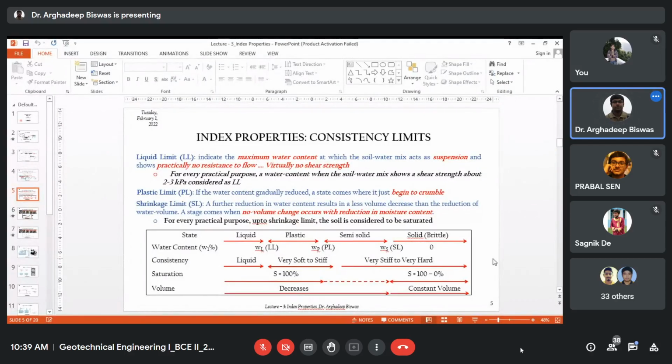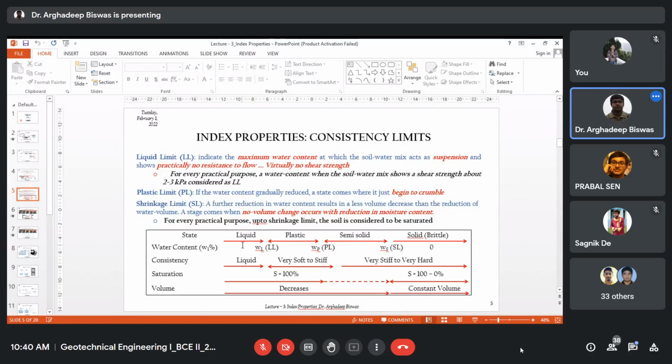Fine. For every practical purpose, up to the shrinkage limit, the soil is considered to be saturated. Now here a schematic presentation is given, where you have the states represented: liquid, plastic, semi-solid and solid. This gives you the water content, the consistency along that state, the saturation along the state, and the volume. Let's gradually think about this.